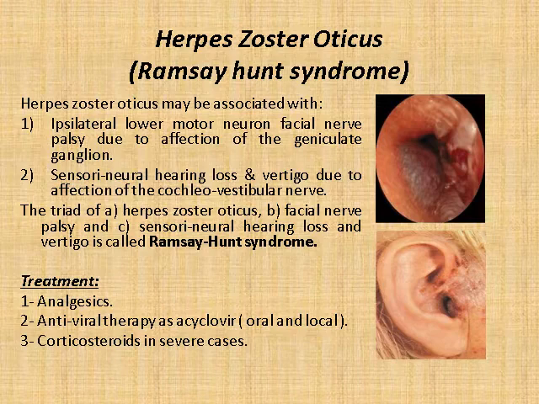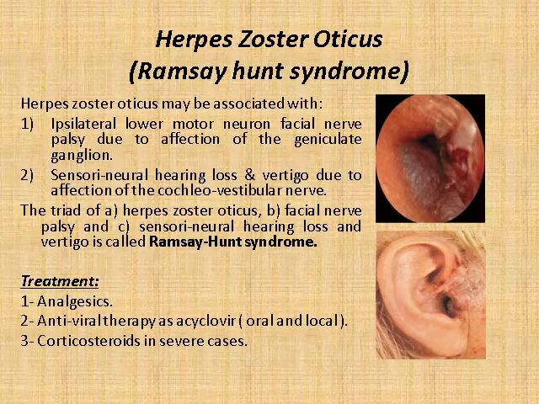What is the clinical picture of Ramsay-Hunt syndrome? Vesicles on the external auditory canal and the auricle, otalgia, severe otalgia, together with lower motor neuron ipsilateral facial nerve palsy, sensorineural hearing loss and vertigo. This is called Ramsay-Hunt syndrome.